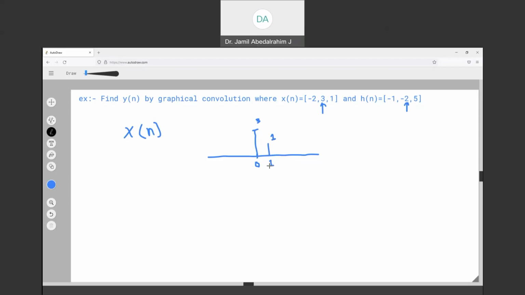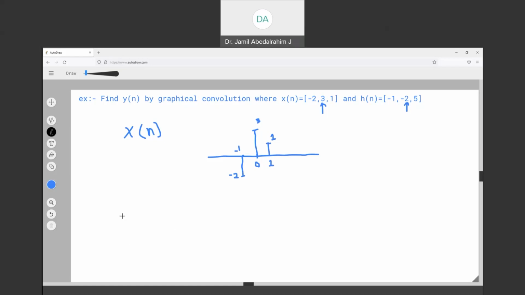Okay. And on the left side of the arrow, we have the negative part. So negative 2 will be located at negative 1. So here negative 1. The value of this signal is negative 2. Okay. This is for x of n.